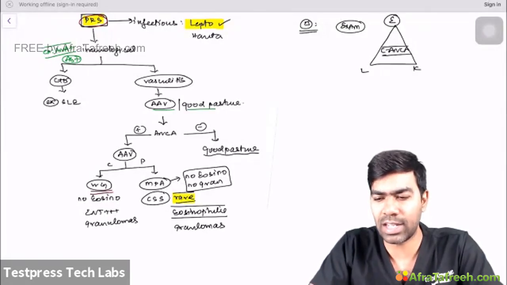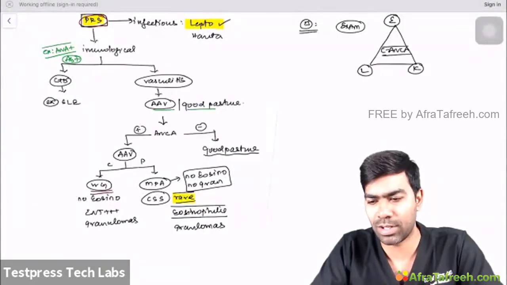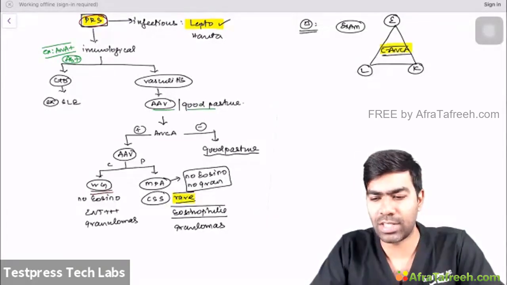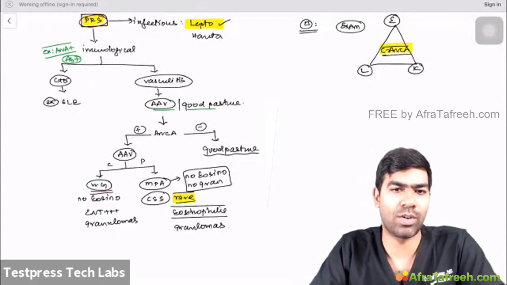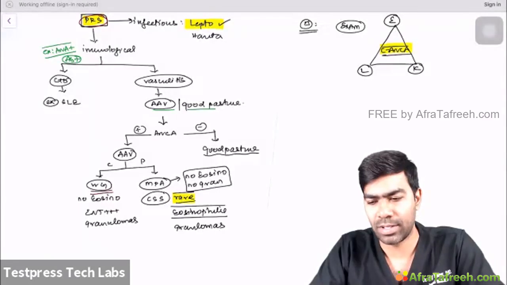It could be anything in the ENT, like subglottic stenosis. It could be anything in the lung, ranging from cough to hemoptysis. It could be anything in the kidney, ranging from AKI to a crescent formation. So look for this particular kind of triad in reality. And in that, if the C-ANCA is positive, it strongly denotes that the patient is having granulomatosis with polyangiitis. So that's what it means.